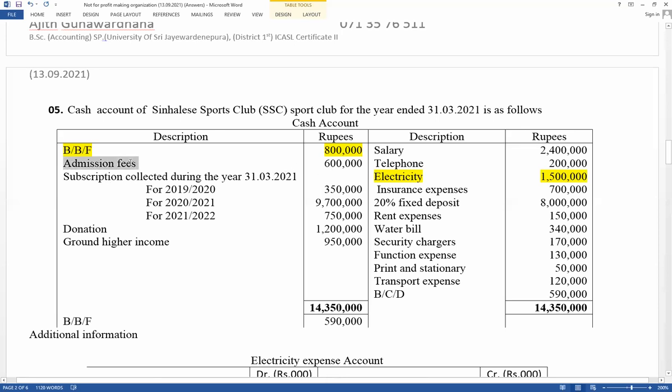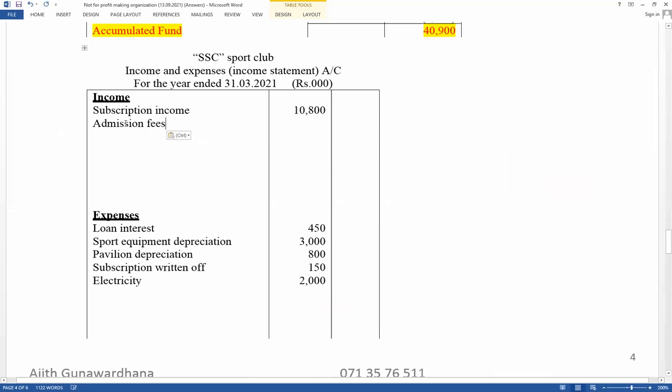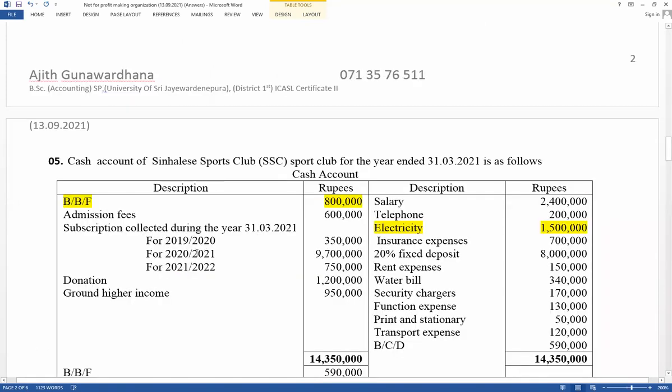Therefore, it should be included under the income statement. 600, record it under income. In the income statement, income as admission fee, value equal 600. See the cash account debit side. Admission fee we have discussed, and the subscription collected during the accounting period also we have considered. This part we have considered.